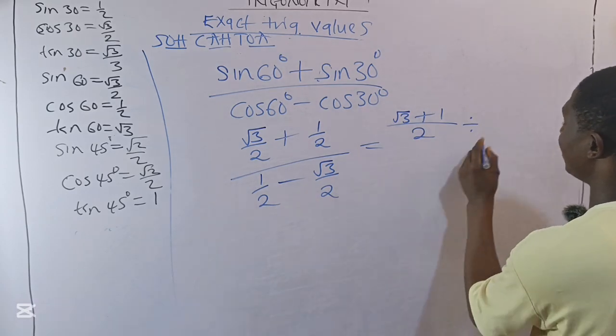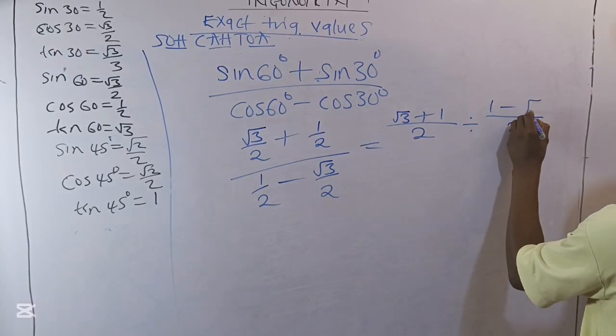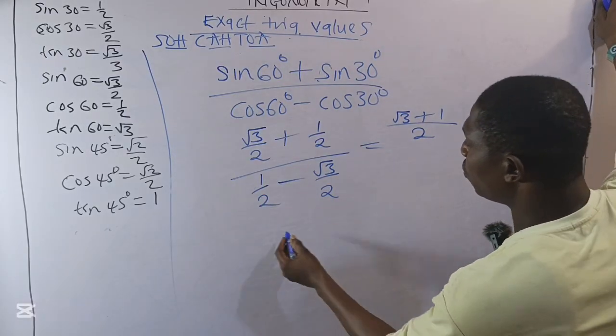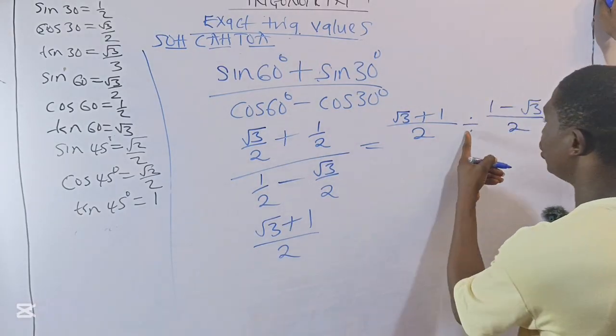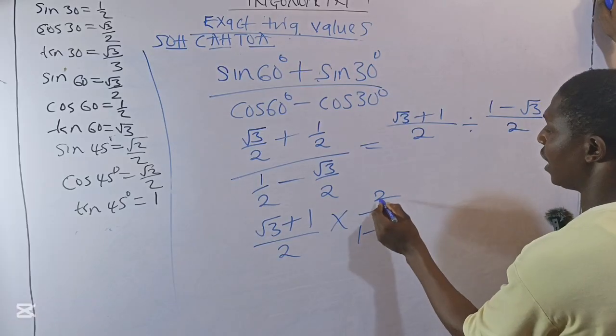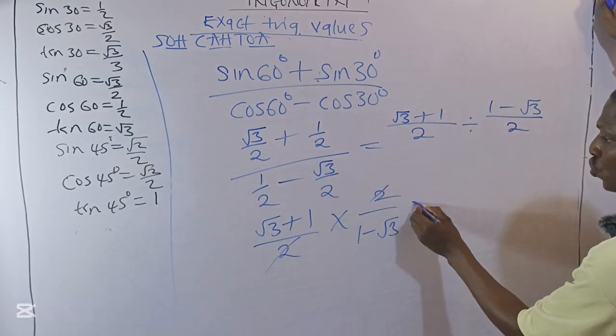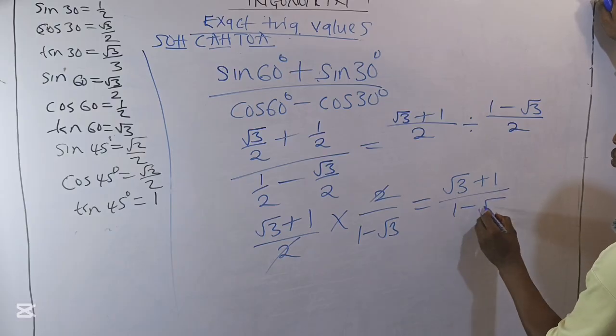Now the LCM again is the same, since I have 2 there. So I'll simply have 1 minus root 3. So I will have root 3 plus 1 over 2. Change this to times, I'll have 2 all over 1 minus root 3. And you can see that 2 can cancel 2, and I'll have root 3 plus 1 all over 1 minus root 3.